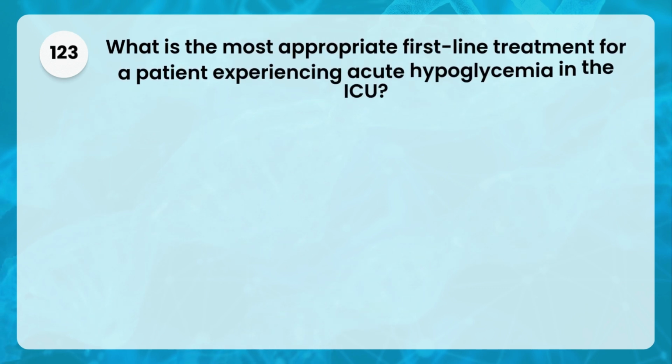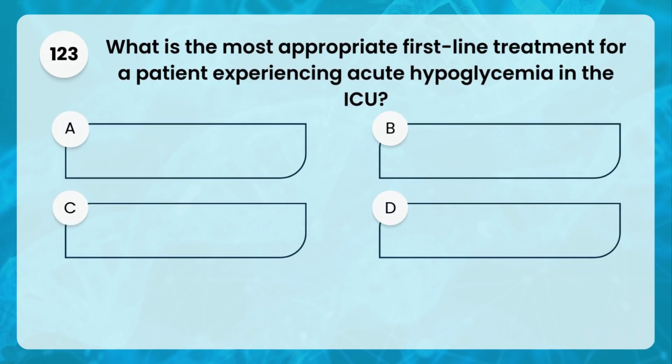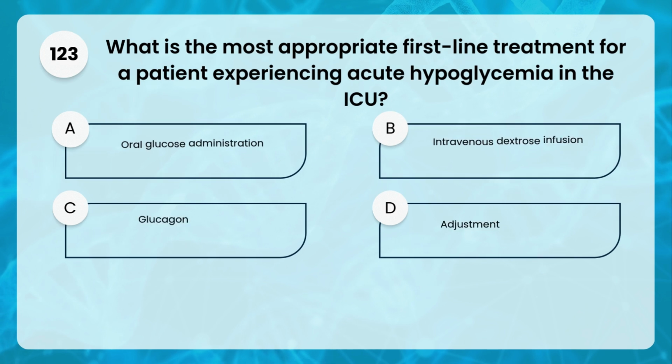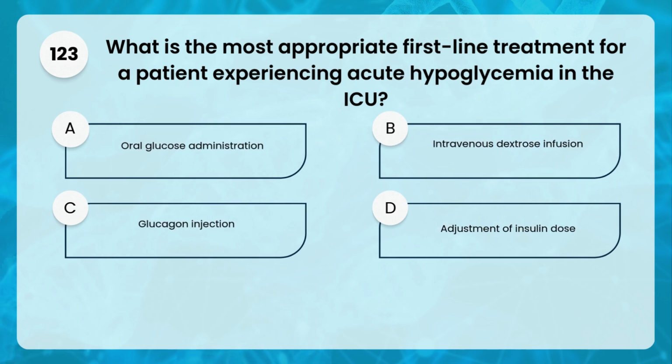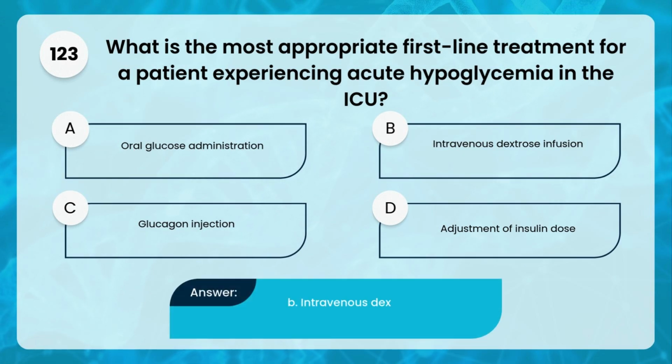123. What is the most appropriate first-line treatment for a patient experiencing acute hypoglycemia in the ICU? A. Oral glucose administration. B. Intravenous dextrose infusion. C. Glucagon injection. D. Adjustment of insulin dose. The answer is B. Intravenous dextrose infusion.